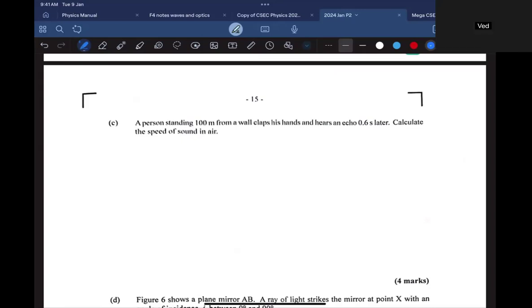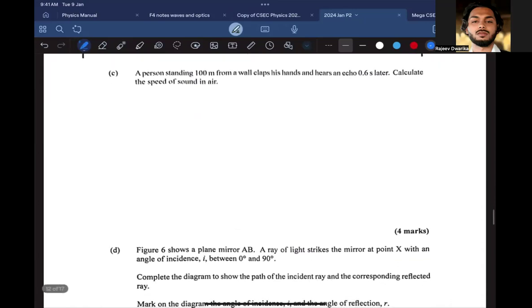To find speed, it's distance over time. So it'll be 200 meters over 0.6 seconds. And that'll be 333.33 meters per second. Excellent. 4 marks for that.